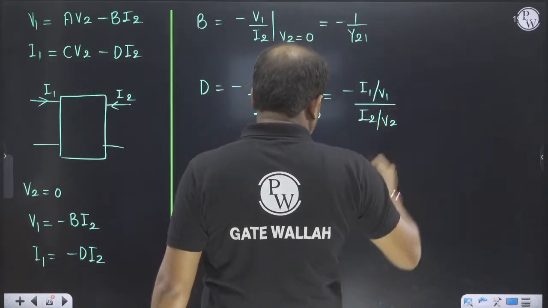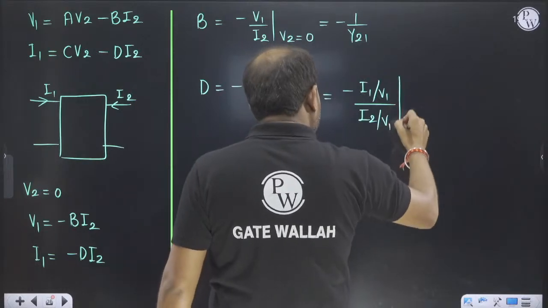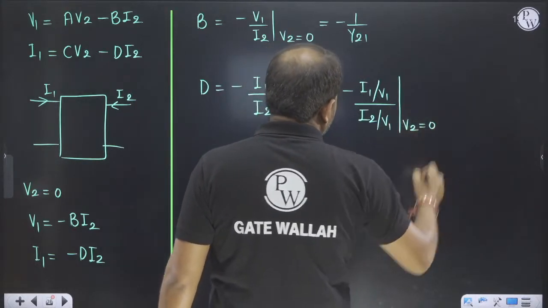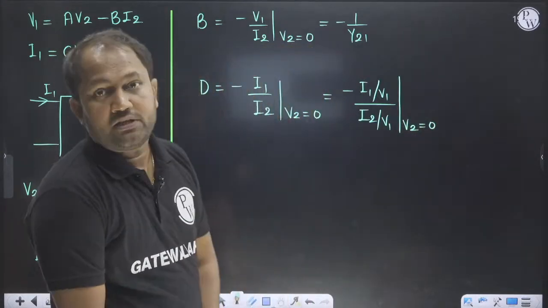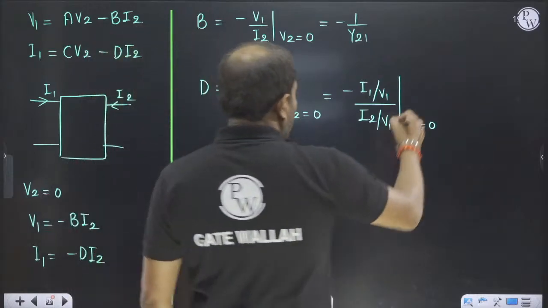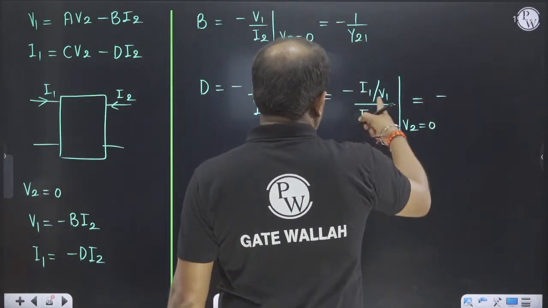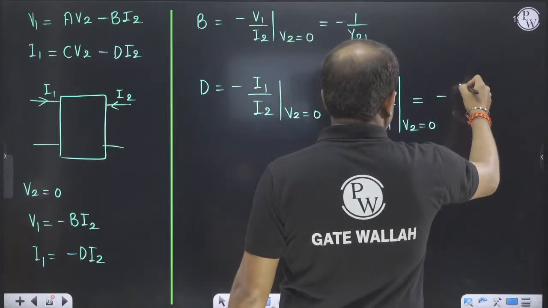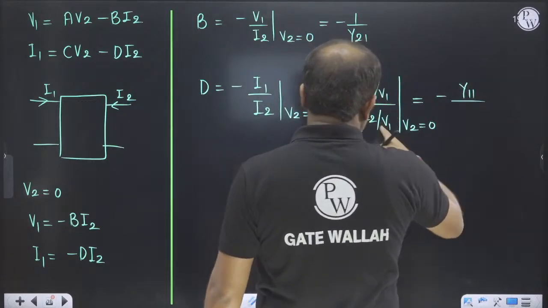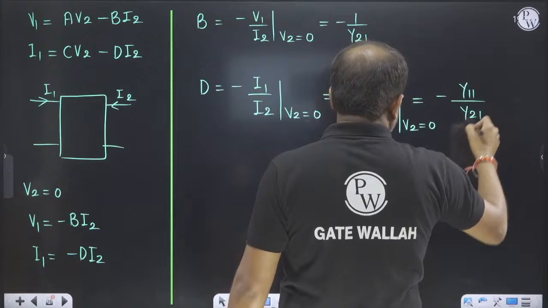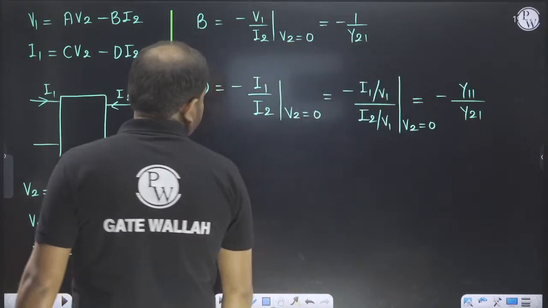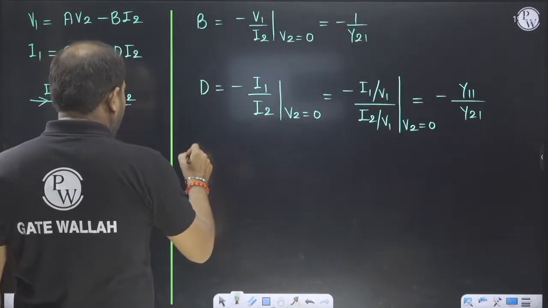Why am I dividing I2 upon V1 and I1 upon V1? Because V2 is 0, but V1 is not 0. So I will write minus, and I1 upon V1 is Y11, and I2 upon V1 is Y21. Very easy.